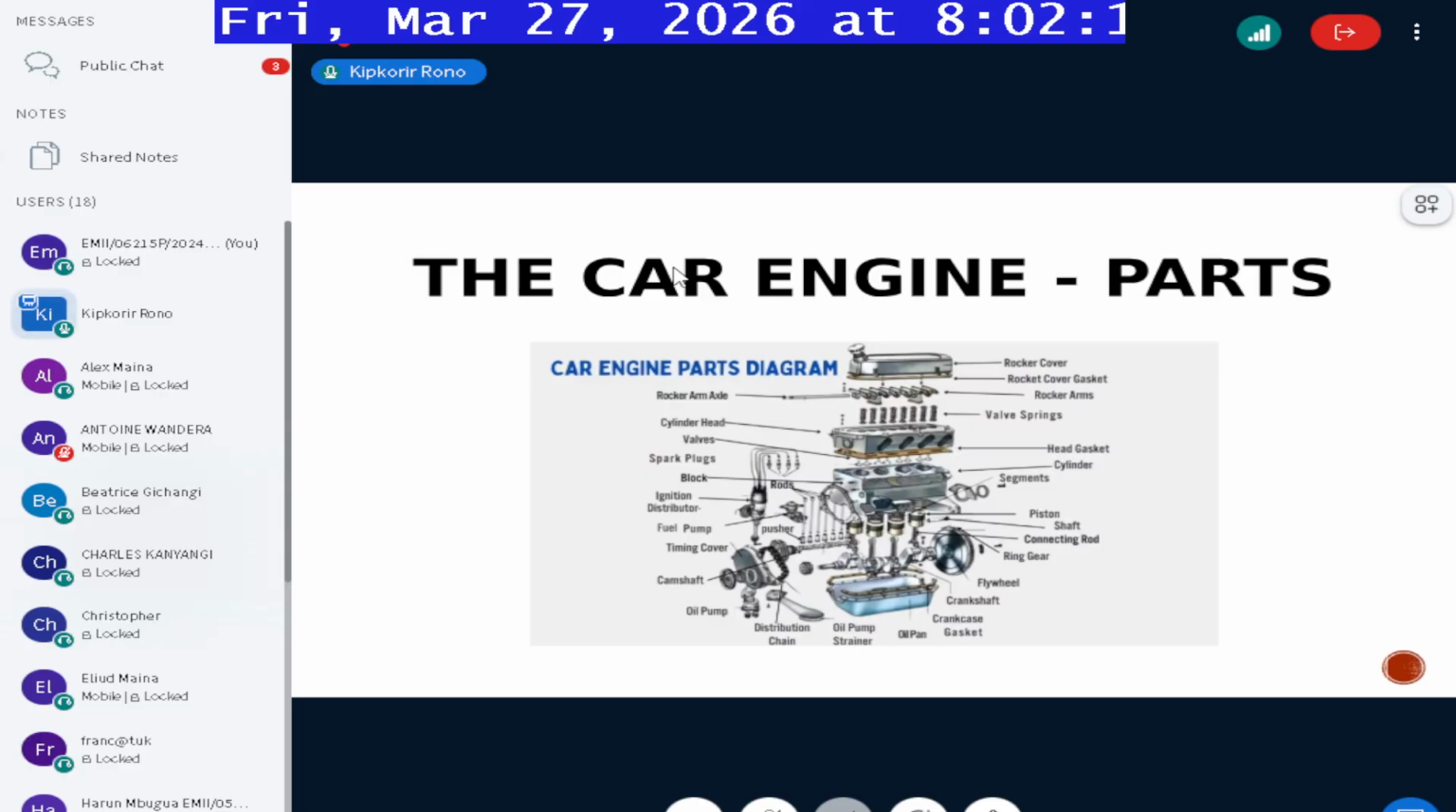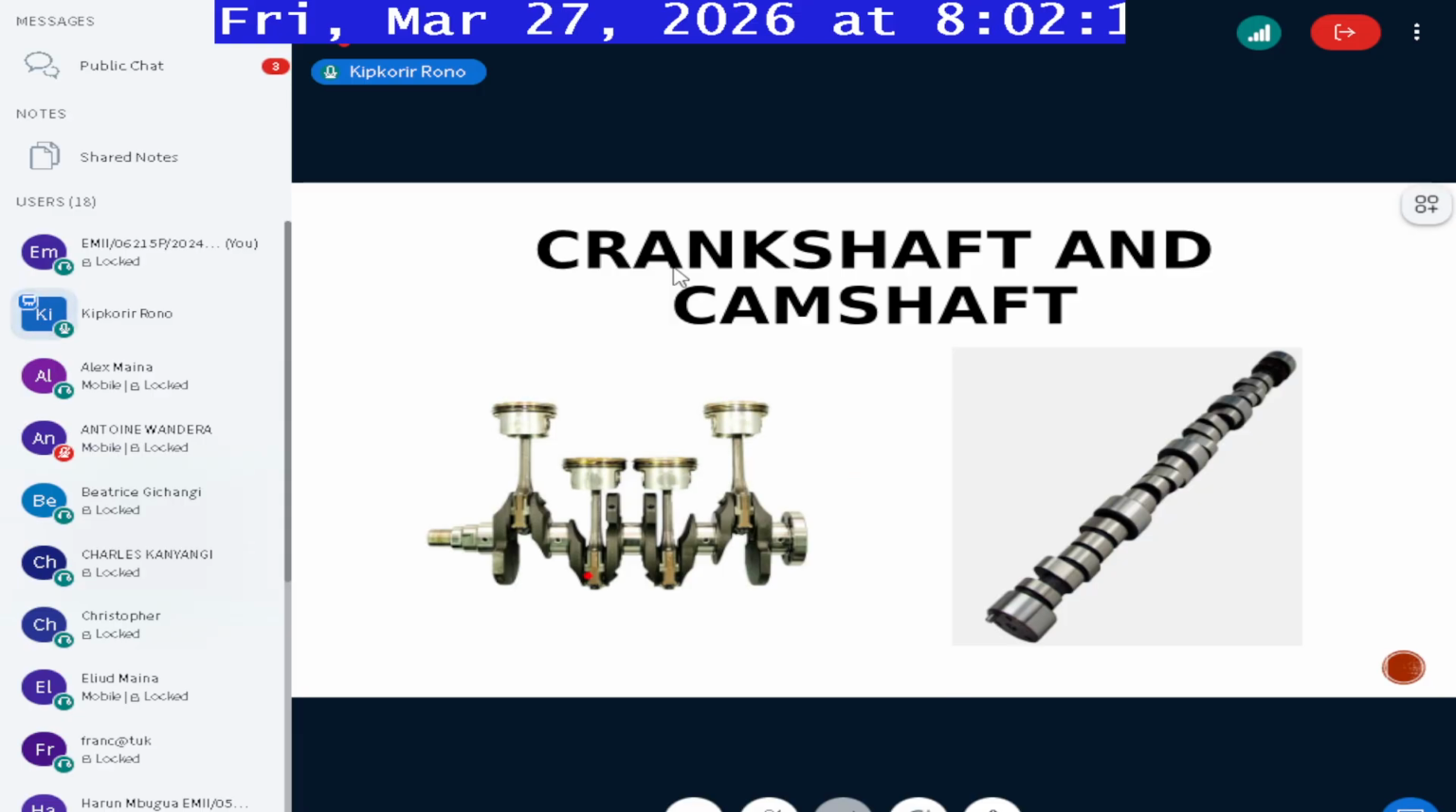Now, these are the car engine parts. So the crankshaft looks like this. Like I said, this is the way we normally count: one is here. So this is cylinder number 1, 2, 3, then 4. Here you have this flange. This flange is where you normally place the pulley. Then here is where you'll fit your flywheel.